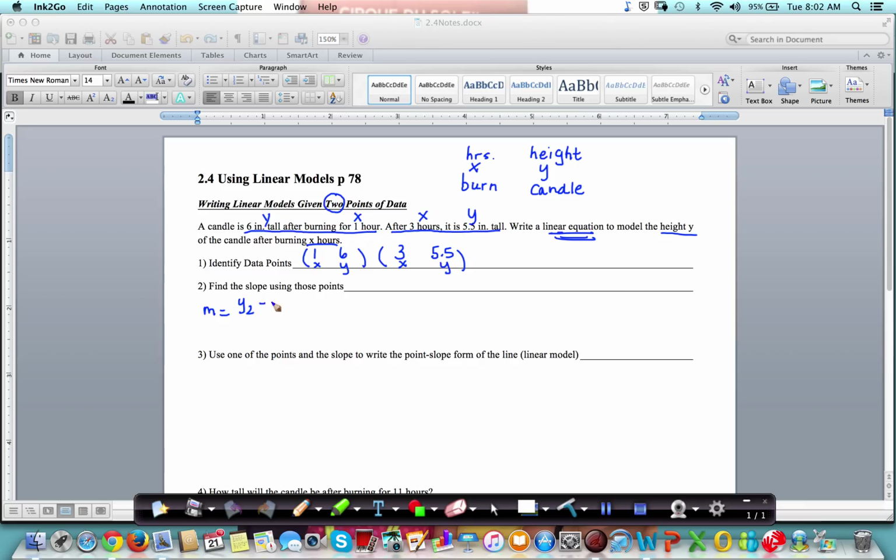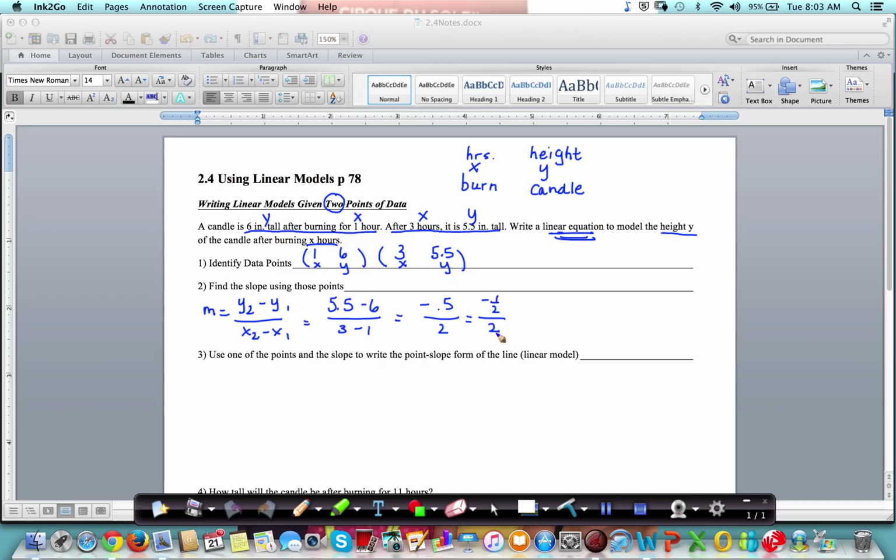Remember our formula, y2 minus y1 over x2 minus x1. So we have 5.5 minus 6 over 3 minus 1. So 5.5 minus 6 is a half, negative half, sorry. So negative 0.5 over 3 minus 1 is 2. So this is a little bit of an issue because we have essentially negative 1/2 over 2. So we have a fraction within a fraction. So we're going to somehow have to figure that out.